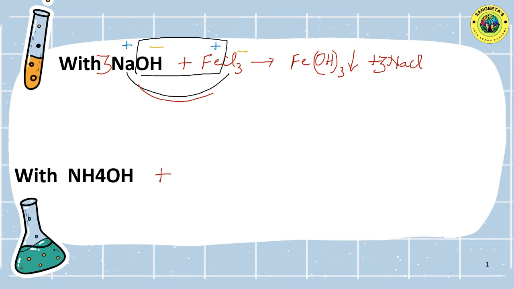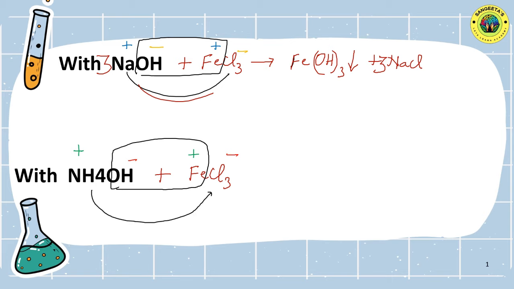With NH4OH, we'll give the same FeCl3. NH4 is a radical which is plus. We have known that in class 9. And this is plus, and this is minus, and this is minus. So this plus and this minus will react, and this plus and this minus will react.